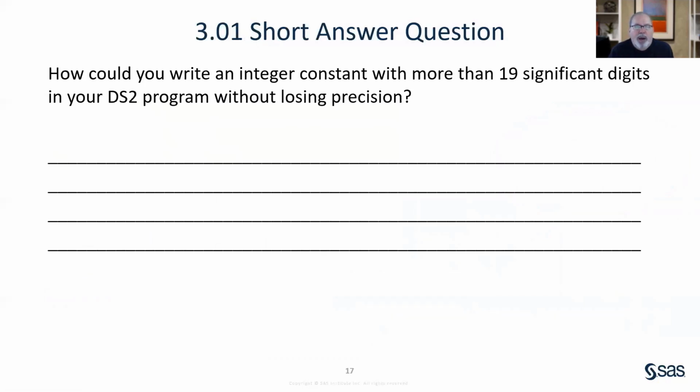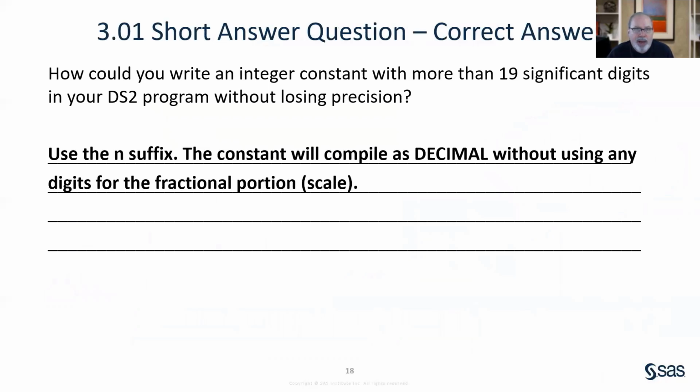How would you compile an integer constant with more than 19 significant digits without losing any of that precision? Well, remember that when we define a decimal value, we can tell it how many digits of precision we need, and we don't have to reserve any of those for the scale or fractional portion. So if you just use the n suffix and that large constant value, it will compile as a decimal value without any fractional portion, and you can store that up to 52 digits without losing precision.